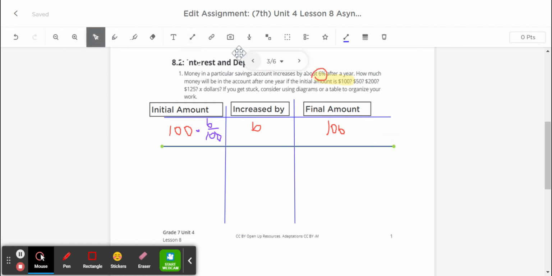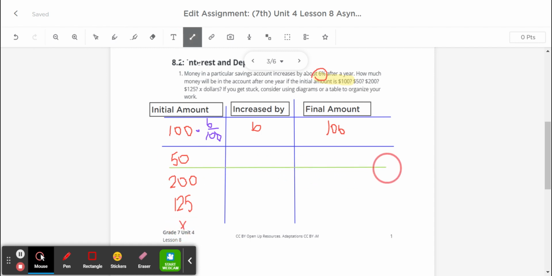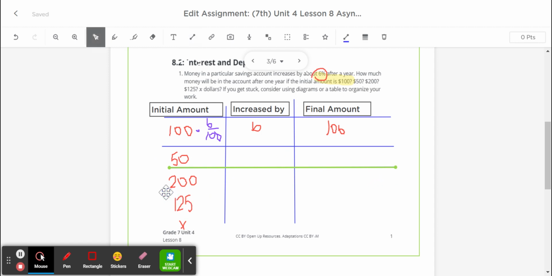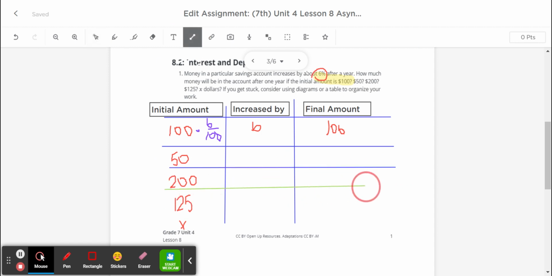This table asks us about a few other amounts. It wants us to calculate what happens when our initial amount is 50, what happens when our initial amount is 200, what happens when our initial amount is 125, and what happens when our initial amount is X. I'd like you to pause this video and try to complete this table for all of these values. When you're done, we'll go over a few of the columns.